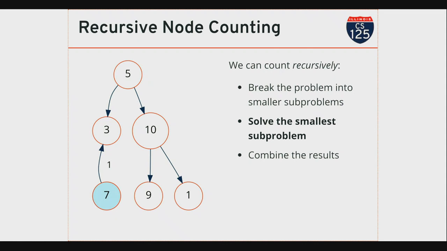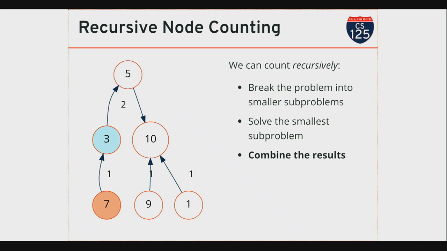Then I combine the results as I go back up. And that's where I start to solve more complicated problems. I take these simple solutions, I merge them together, and I get a solution to the more complicated problem. So over here on the left side, I'm gonna take the solution to how many nodes are in the tree rooted at node 7, and combine it with the solution to how many nodes are in the tree that doesn't exist, which is 0. And now I do the same thing over here. I know how many nodes are in the tree rooted at node 9, and I know how many nodes are in the tree rooted at node 1.